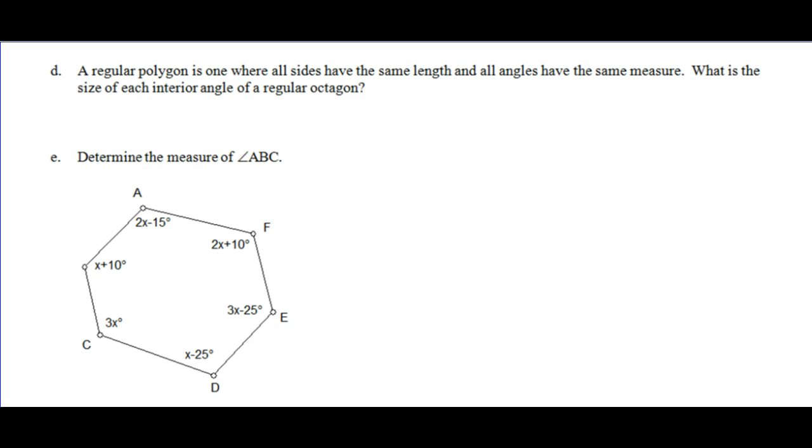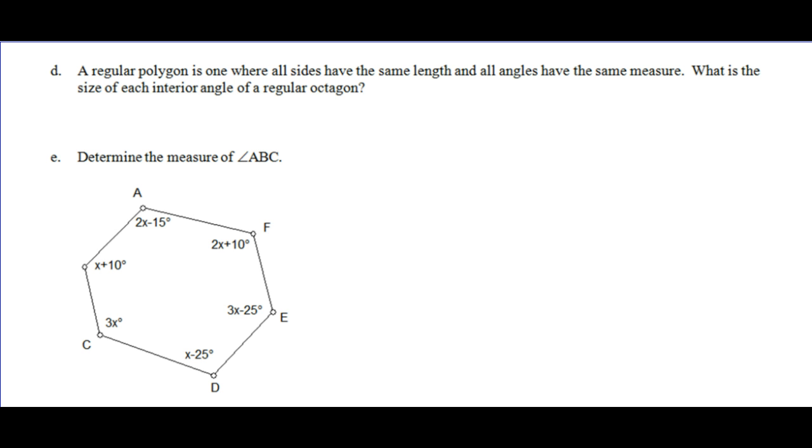A regular polygon is one where all sides have the same length and all angles have the same measure. What is the size of each interior angle of a regular octagon? What's an example of a real-life regular octagon? A stop sign. You see them every day, right? Every day you're wandering about, you're going to see a stop sign. And that's a regular octagon.